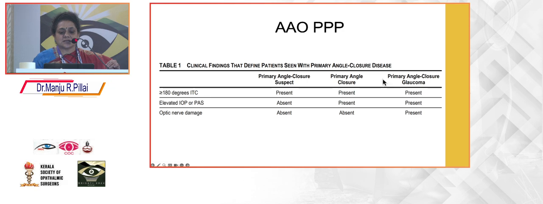And I suggest the American Academy of Ophthalmology Preferred Practice Pattern, where Shweta has described ITC. So in PAC suspect, more than 180 degrees ITC is present, the other two are absent. In primary angle closure, more than 180 degrees ITC and elevated IOP or PAS is present, and in primary angle closure glaucoma, even disc changes are present.